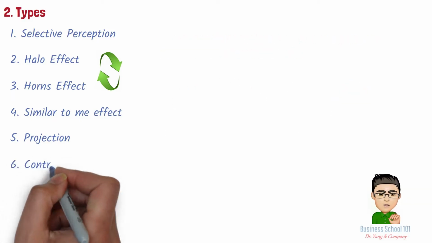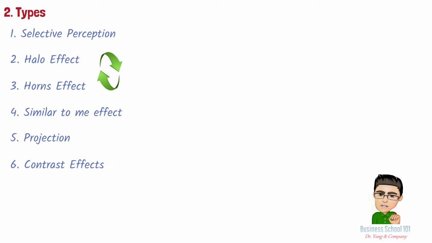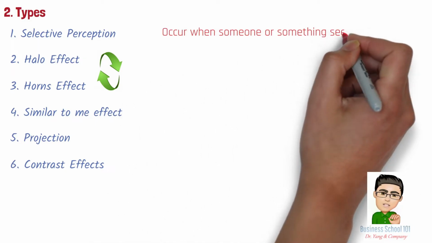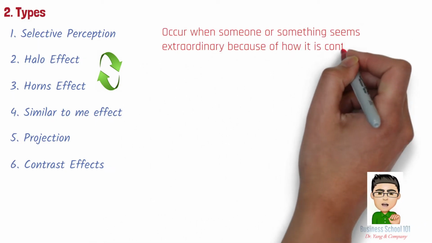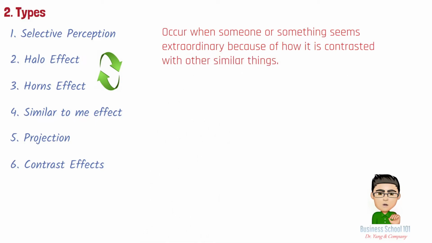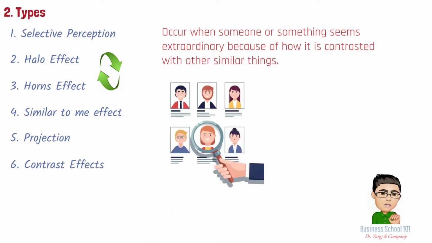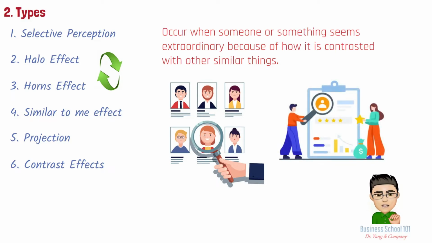Number 6. Contrast effects. Contrast effects occur when someone or something seems extraordinary because of how it is contrasted with other similar things. For example, if all the job candidates interviewing for a position are weak and unqualified, someone who is even a little bit better might appear outstanding. While objectively that person might simply be okay, the contrast effect makes that person seem better than they actually are.